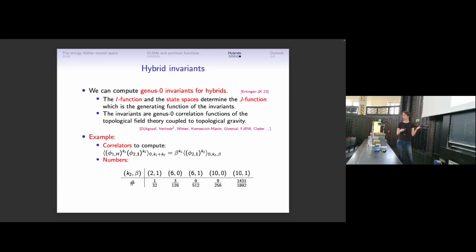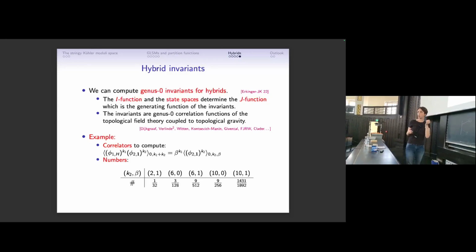And we have a proposal on how to extract the information about this coordinate change from components of the I function related to certain CFT states. So the I function itself is a vector expanded in terms of a basis of these bulk states. So we can do a transformation. We can read off the I function and get this change of coordinates and then get the J function. And the J function is the generating function of these invariants.